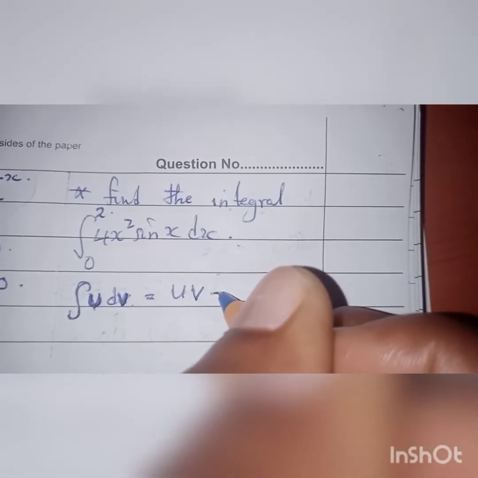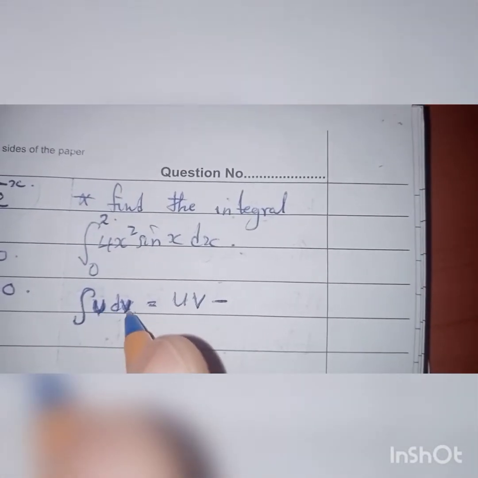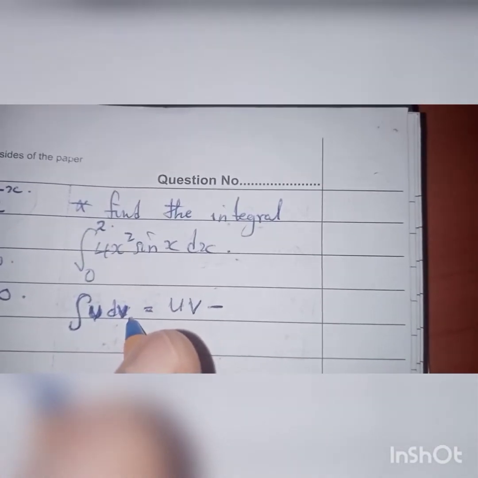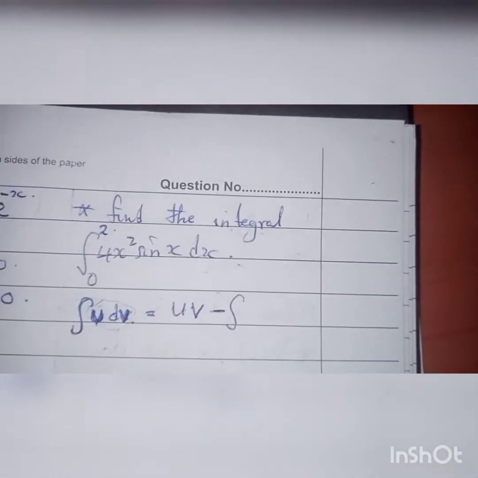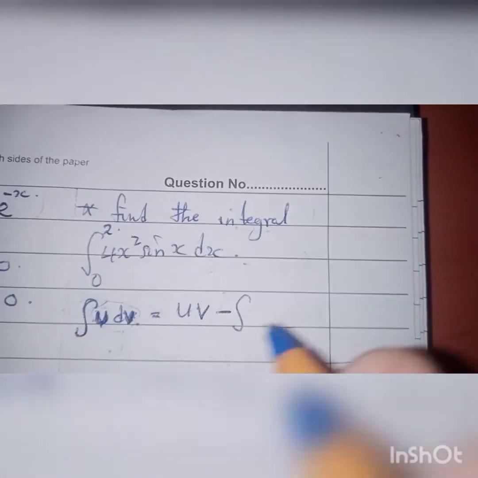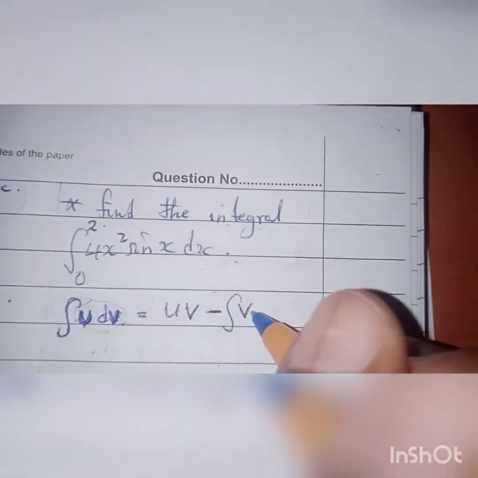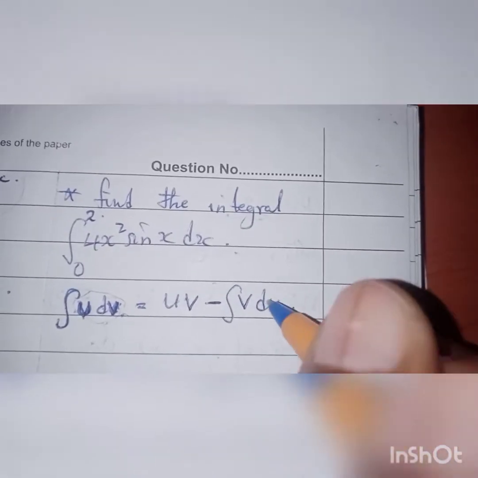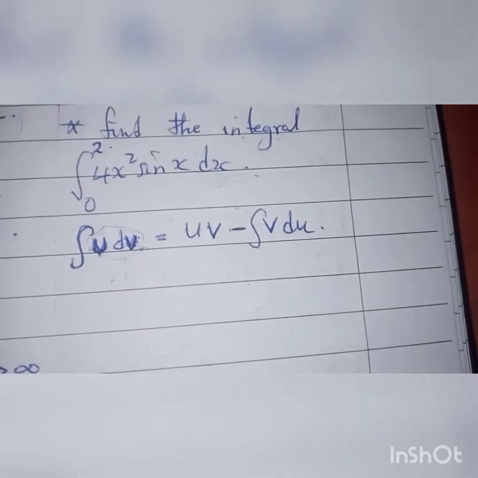Then subtract the integral of v du. Just the uv, then subtract the integral of v multiplied by du. This is what integration by parts talks about.